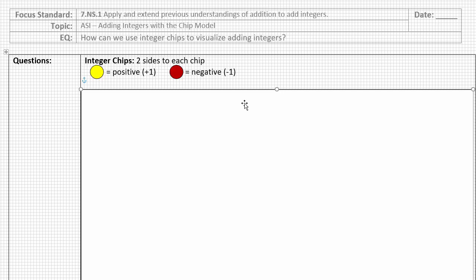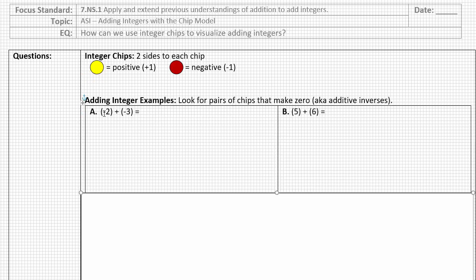So let's go ahead and do our first two. So for this first problem, we have -2 plus -3. So we're going to want to draw in two negative integers and three negative integers to see how many we have all together. Go ahead and pause the video and set up your chips for problem A.